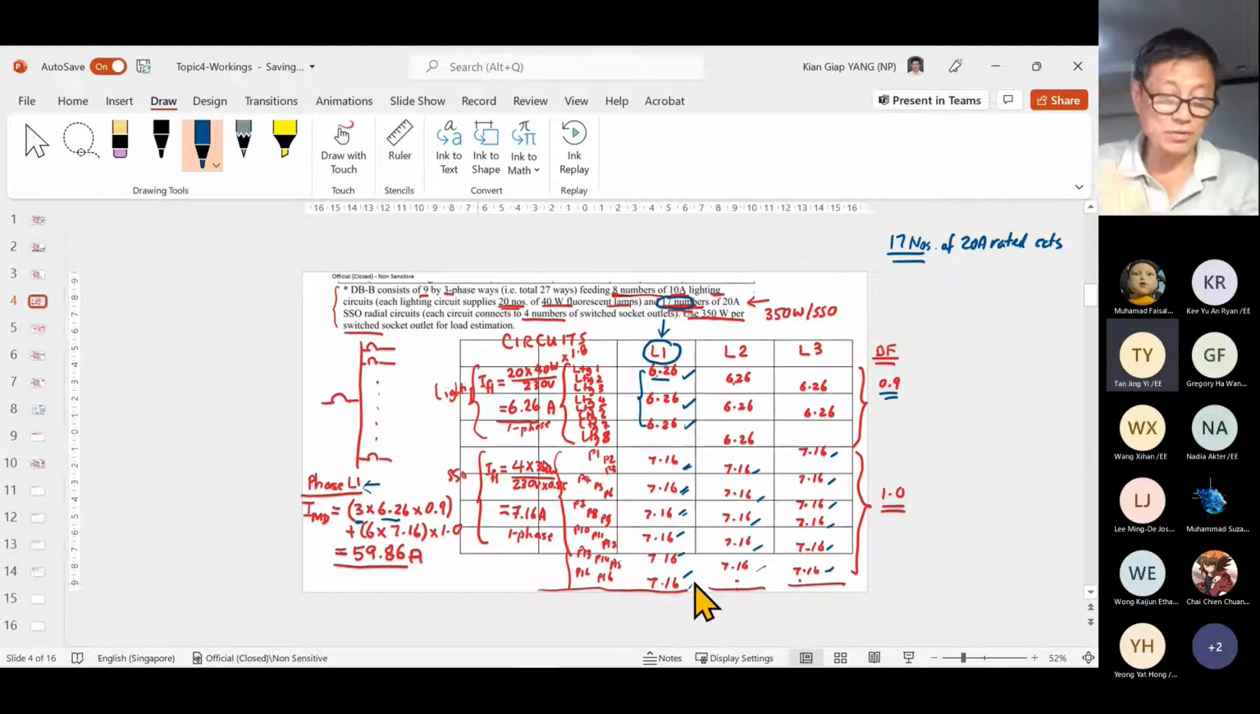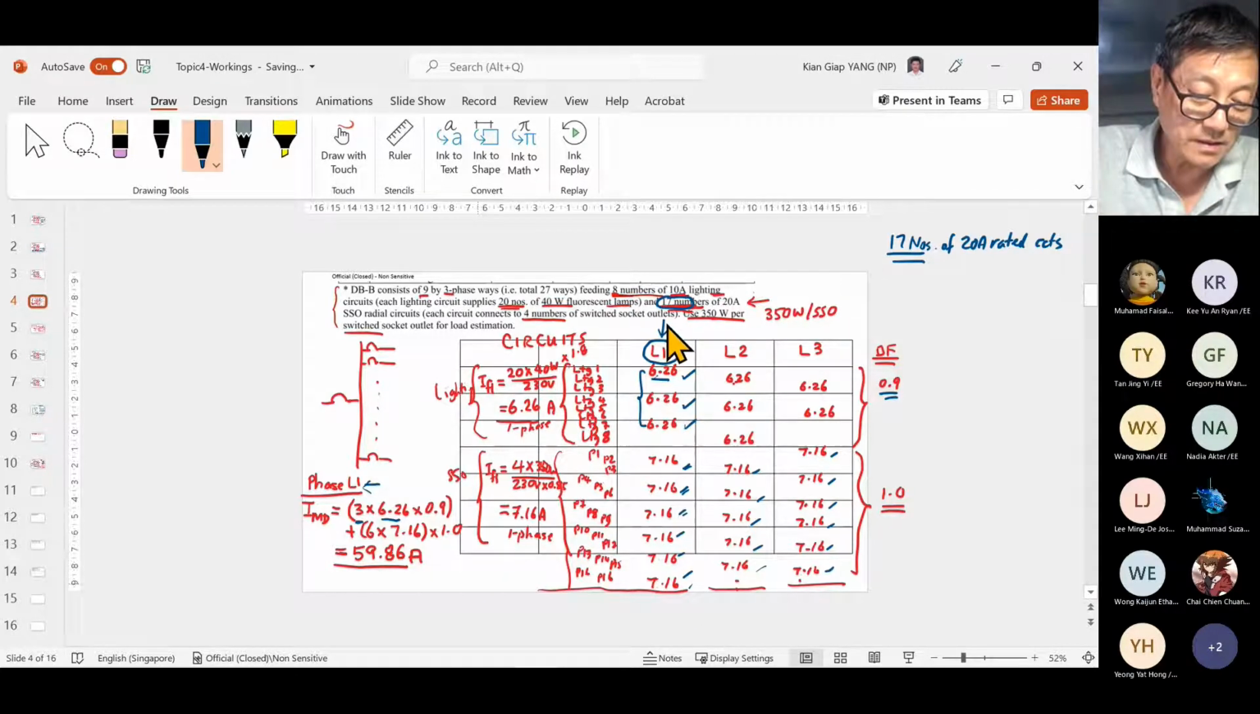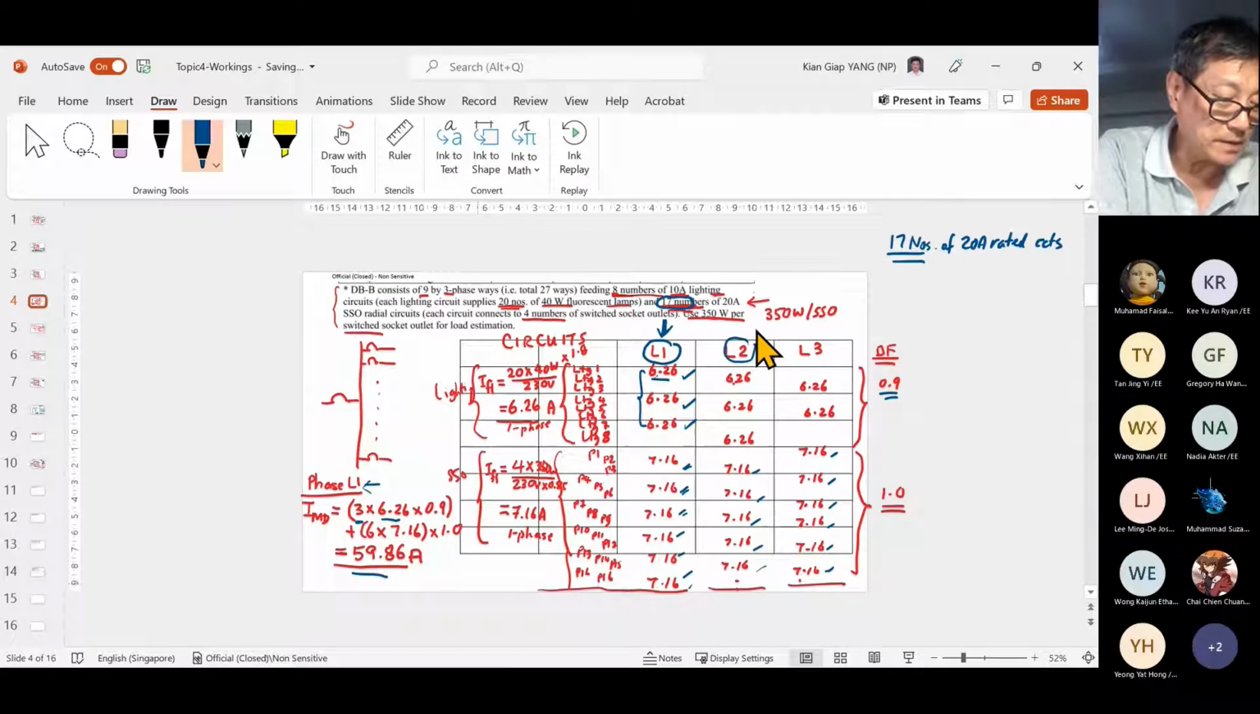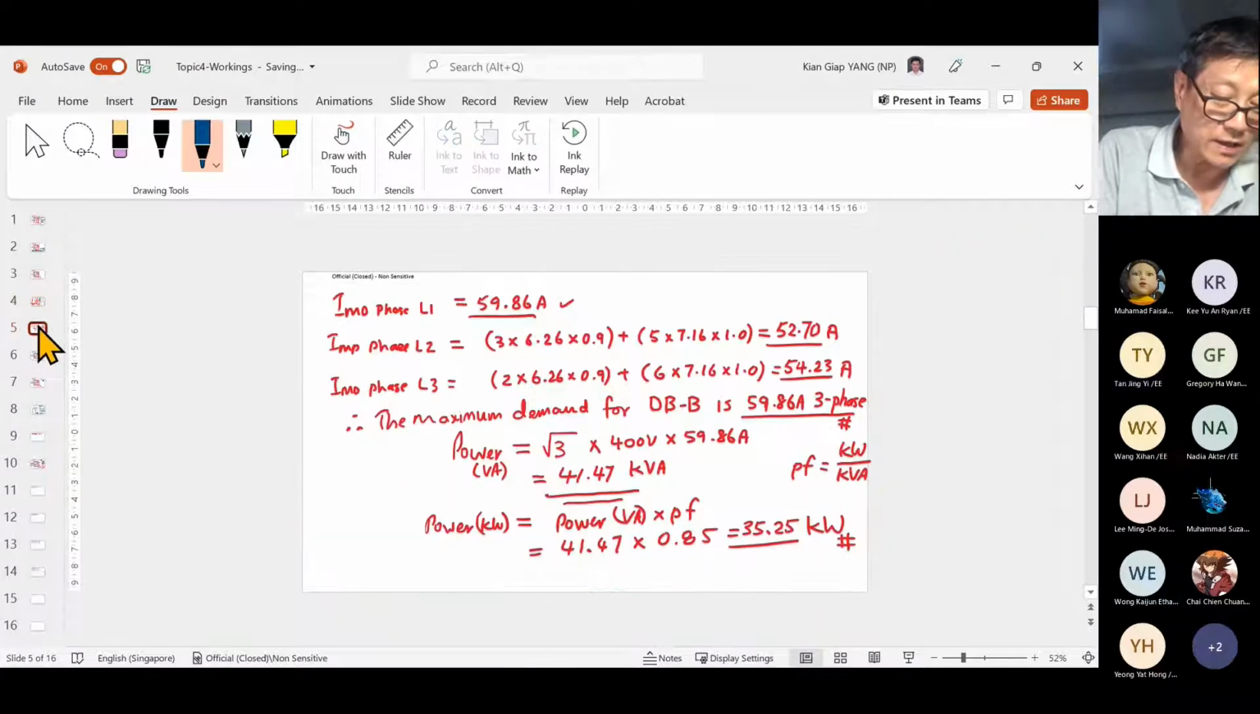Okay, but when I come to calculate the maximum demand, I look at individual phase. That means I look at L1, I calculate this one. I look at L2, I calculate another one, next page. Come to this one, I calculate. That means first one I calculate. Second one, I use 3, 5 only.